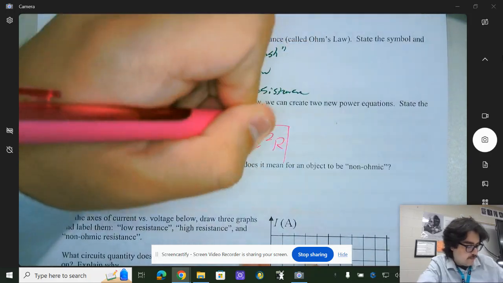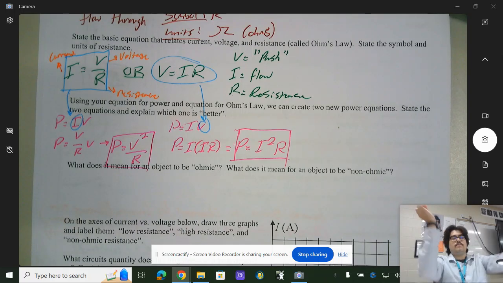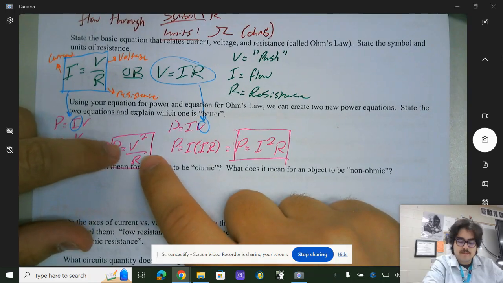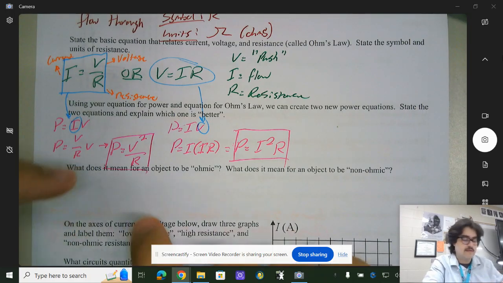And it says to name which one is better. I don't really think either one is better, in my opinion. I think that both of these are good. You just have to know what you're working with. I think technically this one is better just because there's no current involved in it. Two of the three power equations we looked at have current involved. This one does not.